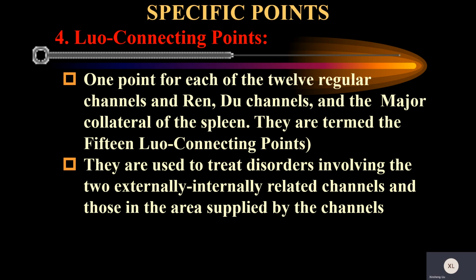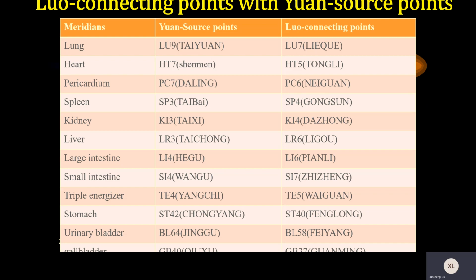They can regulate lung function, but also still regulate large intestine function. They call the luo point like a messenger. They connect the two channels and exchange information. Here is a list of all the luo connecting points and the yuan source points.